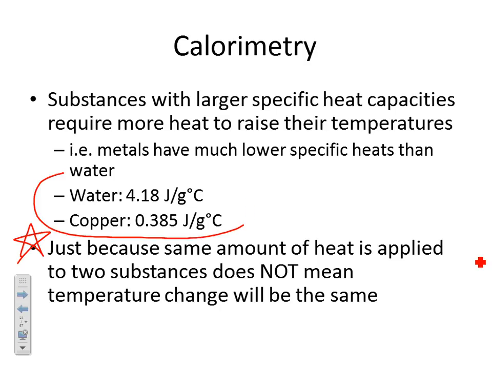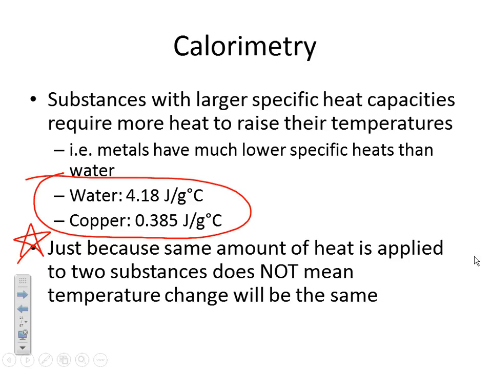We look at this example with water and copper. If I add 4 joules into 1 gram of water, I could only raise the temperature of the water 1 degree Celsius. But if I take the same 4 joules and apply it to 1 gram of copper, I'm going to be able to raise the temperature of that 1 gram over 10 degrees Celsius. So the same amount of heat being applied to 2 samples does not mean that you're going to get the same temperature change. You have to consider their specific heats.